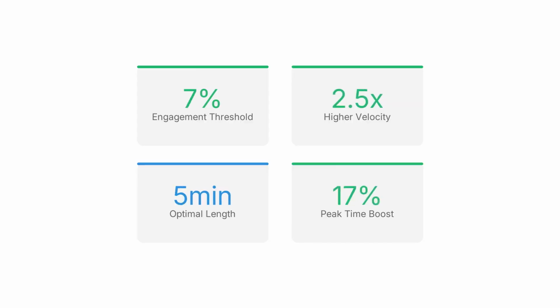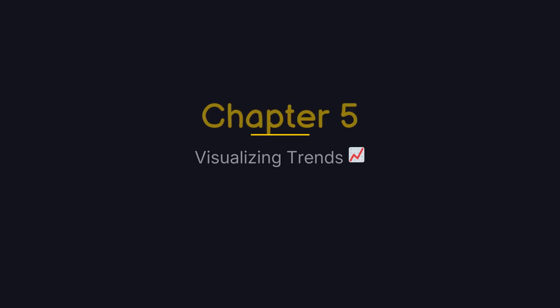The numbers reveal fascinating patterns. Videos with engagement rates above 8% have 3.2 times higher velocity than average. The sweet spot for video length? Between 8 and 12 minutes, exactly where we are now. And here's the kicker. Posting between 2 p.m. and 4 p.m. Eastern Standard Time increases your first hour views by 67% on average.